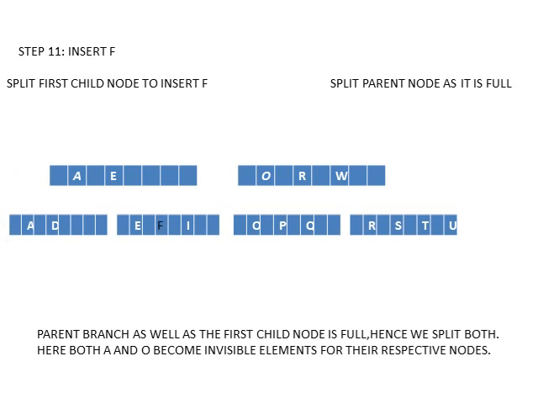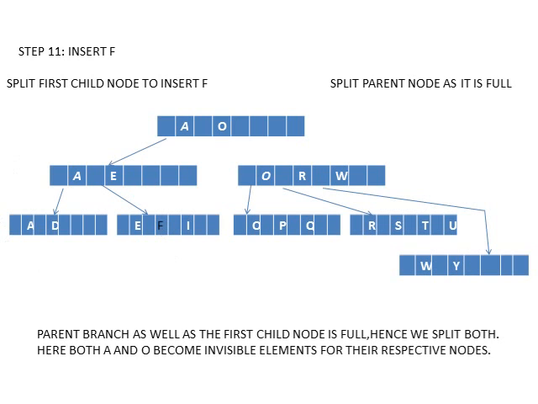The other nodes remain unchanged. We branch those with the parent nodes. Now we see the change in the invisible elements too. So in the 0th level, the A key becomes the invisible element, and in the first level, A and O are the invisible elements.